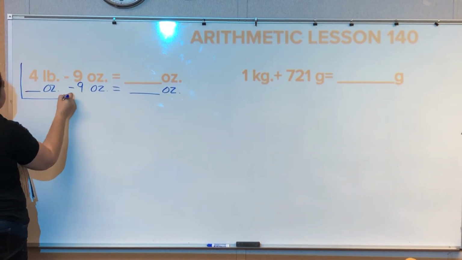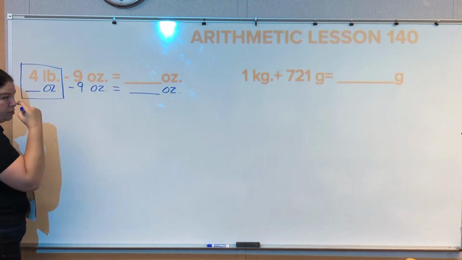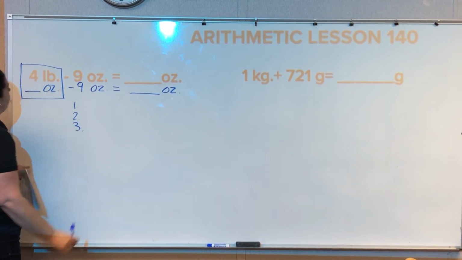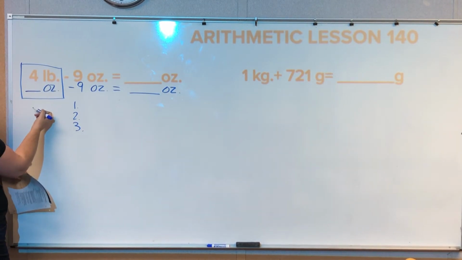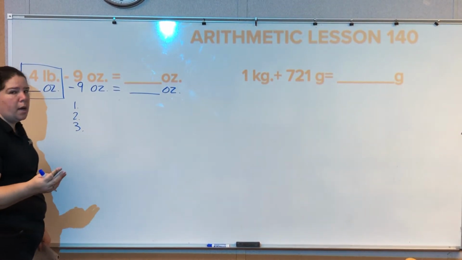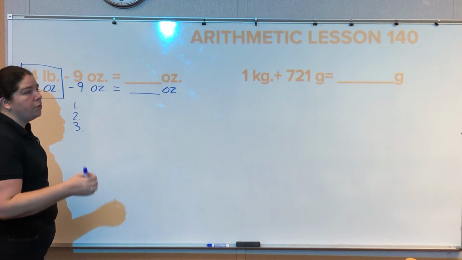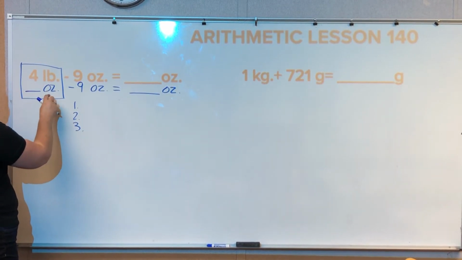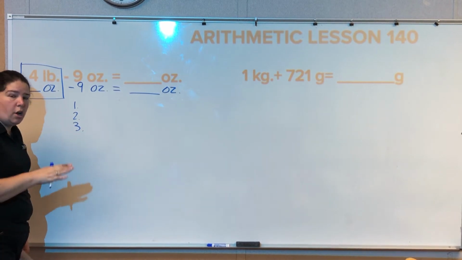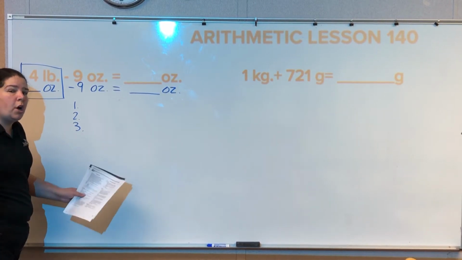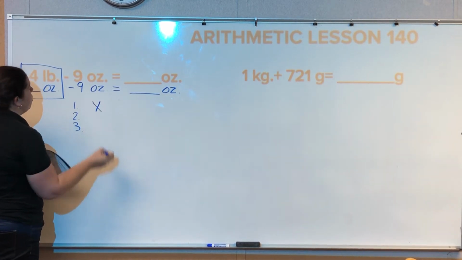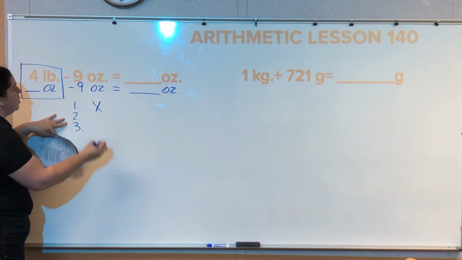These are different, so they need a box. We use our steps, 1, 2, 3. 4 pounds equals how many ounces? We need our steps. First step is to find out if we're going from larger to smaller or smaller to larger. Pounds is larger than ounces. So we're going from larger to smaller. When we go from larger to smaller, we multiply.